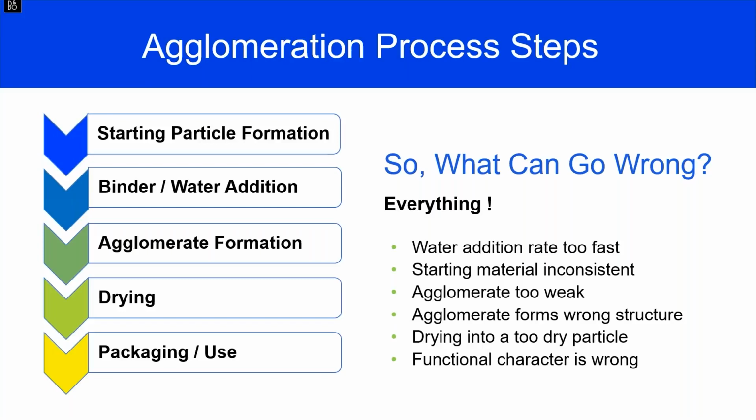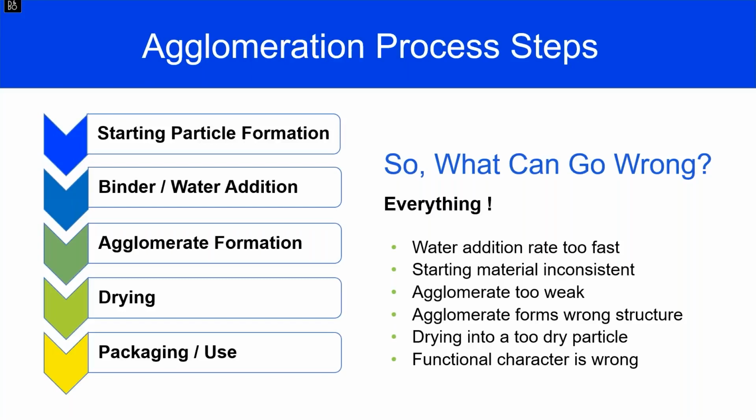This all has to do with the process of how fast do you add the water. You add it too fast, you're going to have a mess. If you add it too slow, you're not going to get agglomerates. If your starting material is inconsistent, we've actually had a case, I'm not going to talk about it today, that we went from one material change from one vendor to another. It completely changed the entire functionality of the product that came out at the end.